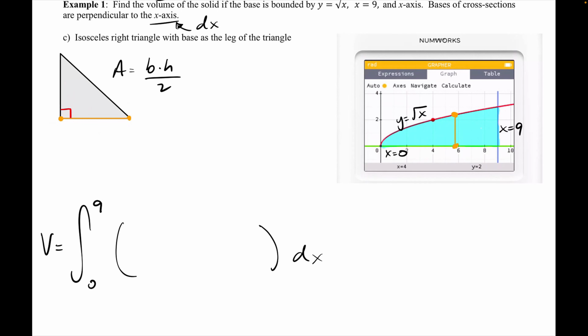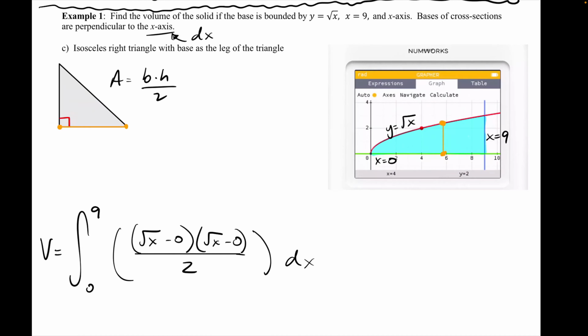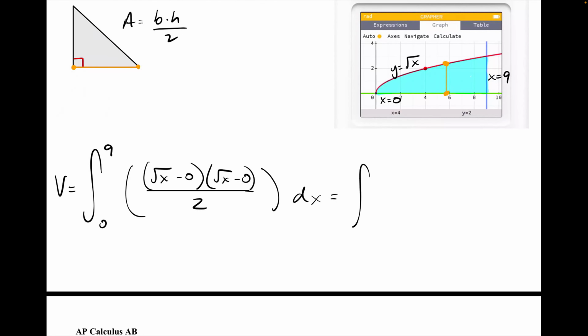So what's the base going to be? This is square root of x minus 0. The square root of x minus 0. What's the height going to be? Square root of x minus 0, the same thing, right? So in other words, we have 0 to 9 of the square root of x times the square root of x. What is the square root of x times the square root of x? x, yeah. So it's really just x over 2.